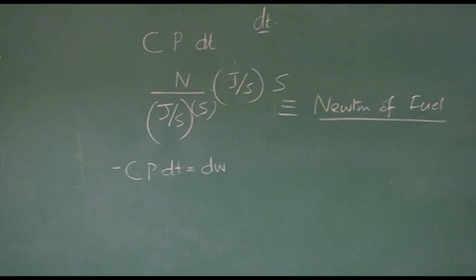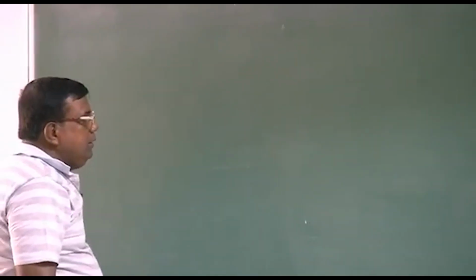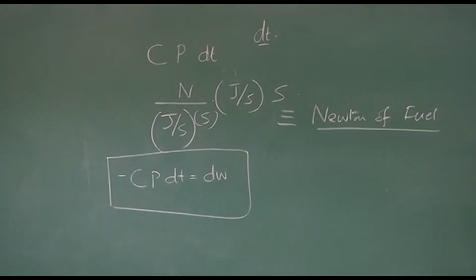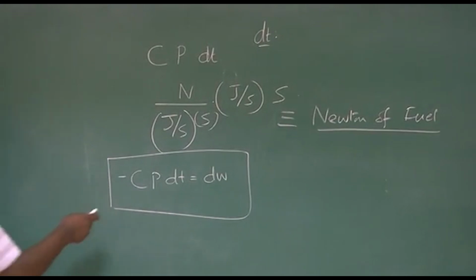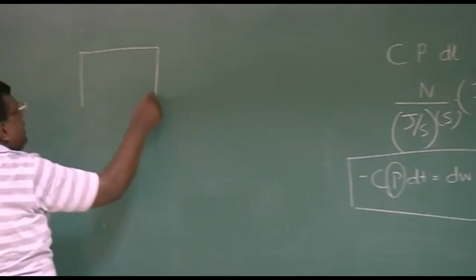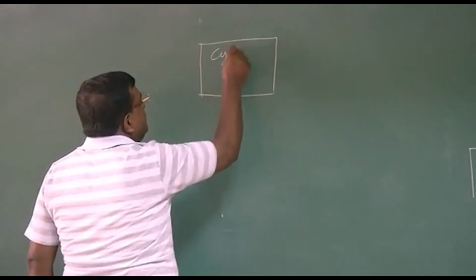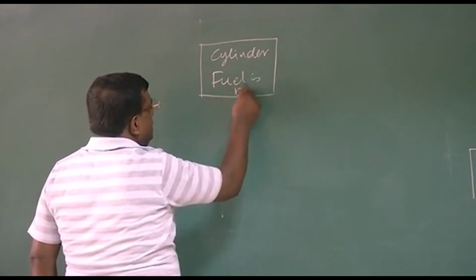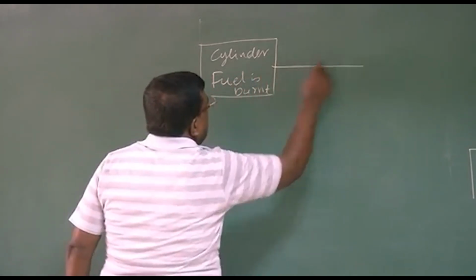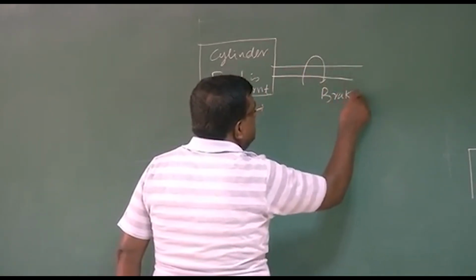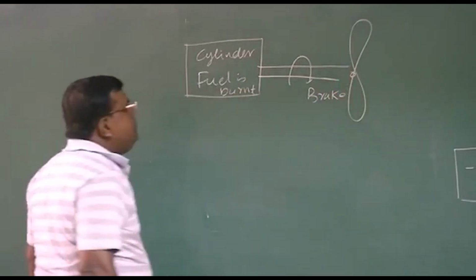Before we go to the next step to utilize this, let us have a closer look at this term C P dt. I would like to understand better what this P is. So let us come back to the basic mechanism. There's a cylinder, and here the fuel is burnt, and then this power is generated at the brake, and here we put a propeller, right?